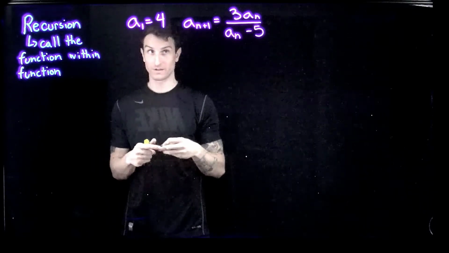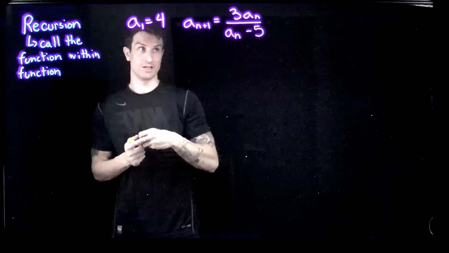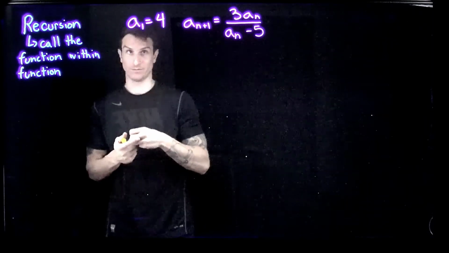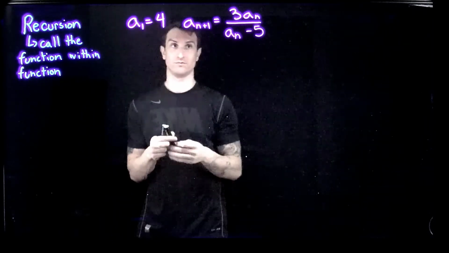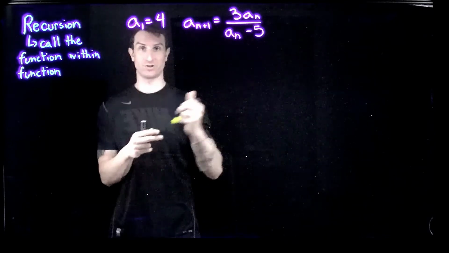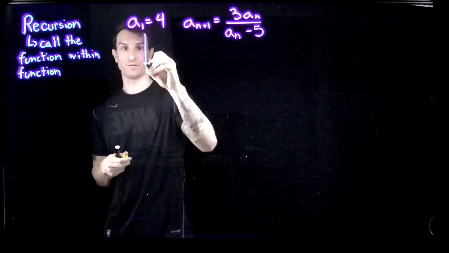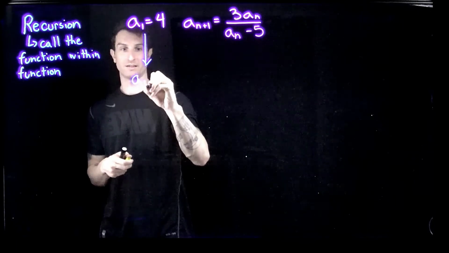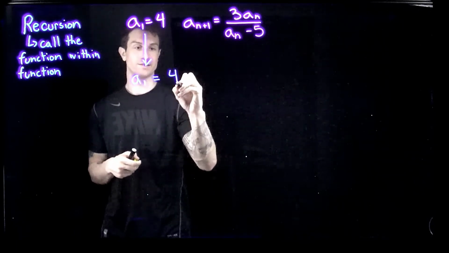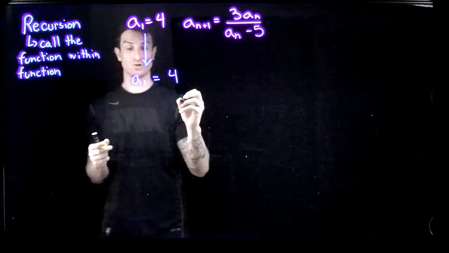All right, so I'm calling the function within the function, but everything else remains the same, right? So now it's going to ask you for the first 5 terms, and you go, okay, well, guess what? The first one's already done for us. A sub 1 is equal to 4. Boom, 1 is done. Now we go into a sub 2.